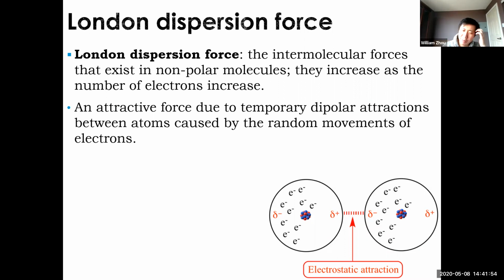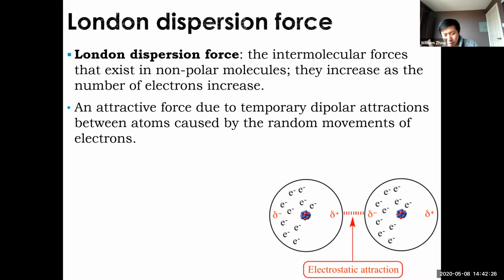What do I mean by a temporary dipole? Check out the picture on the bottom right. That represents two different atoms. Electrons move around randomly in their orbitals. Okay? And let's say on some occasion, by fluke of chance, most of the electrons end up on one side of the atom, which would make that side of the atom slightly more negative than the other side because that side would be deficient of electrons.